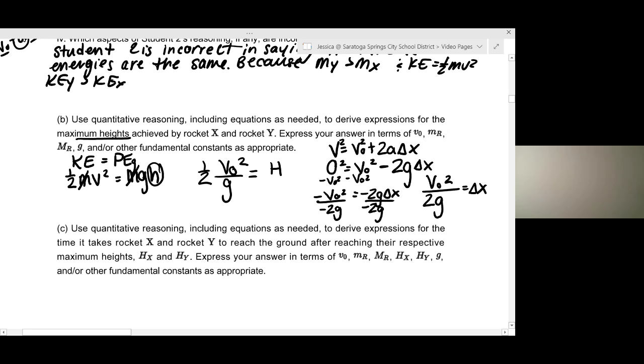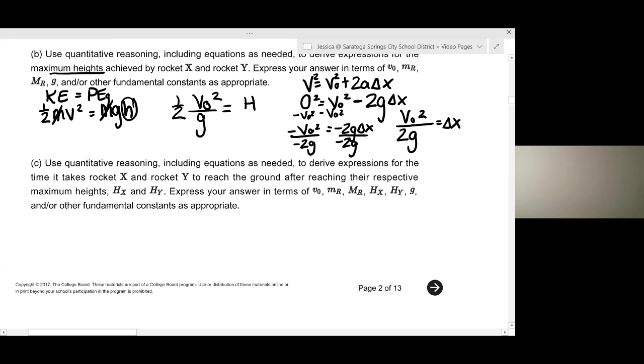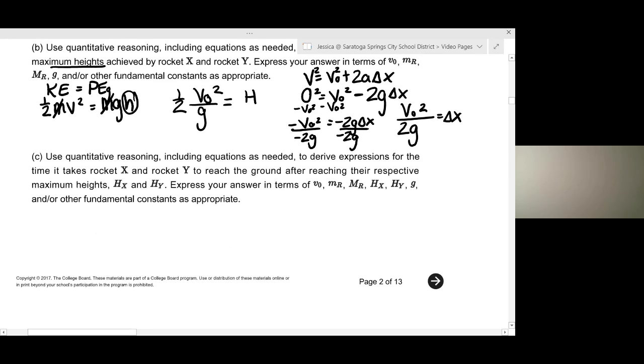Okay, so then use quantitative reasoning and equations to derive expressions for the time it takes rocket X and rocket Y to reach the ground after reaching their respective heights. So again, this height here is for both X and Y. So we need to figure out the time it takes from this max height to fall back down. So we're essentially finding t down.